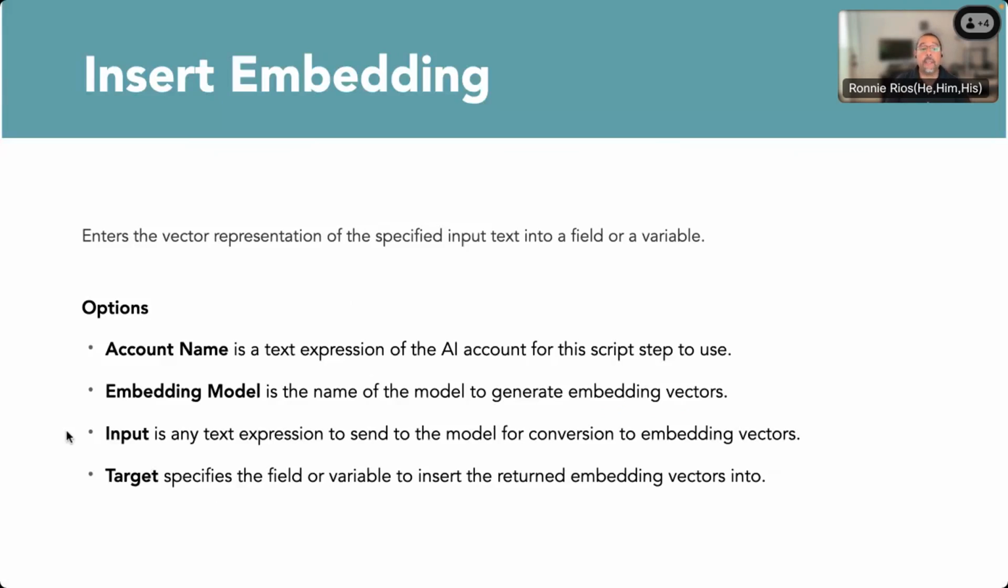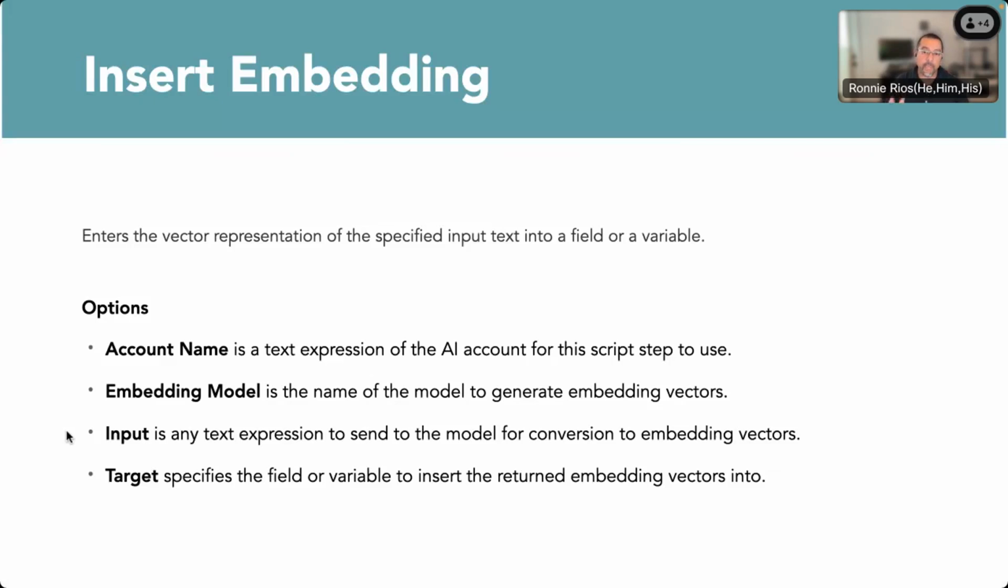And then the target specifies where you want the resulting vector embedding to be stored. Again, you can choose a field or a variable. If you choose a text field or a variable, it's going to end up as text. If you choose a container field, you'll get binary data. Once again, that is the preferred way of doing it. You get much better performance and smaller sizes as well.